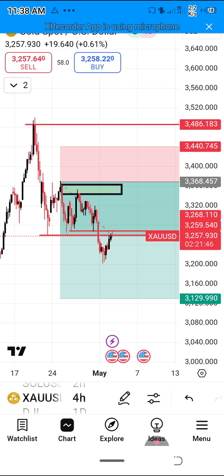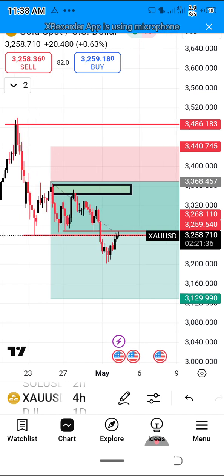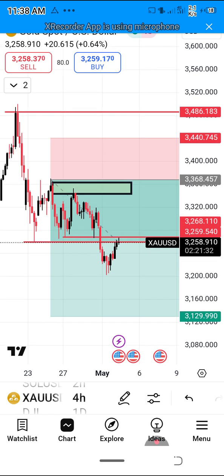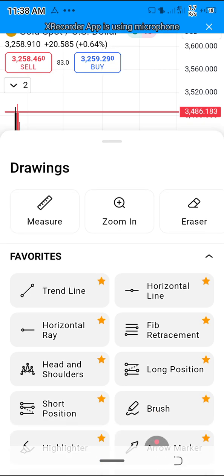So I will target 2 times of what I'm risking, of what I'm putting out on this trade. I can say I'm using $20 on this trade. So I will enter here, and target what?